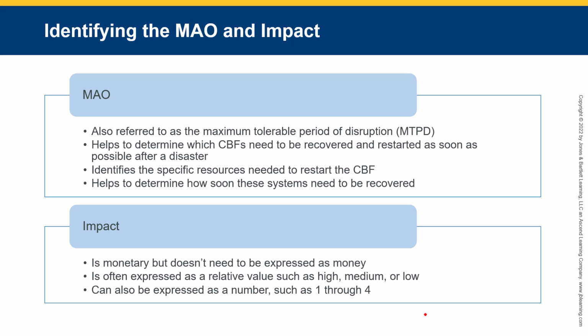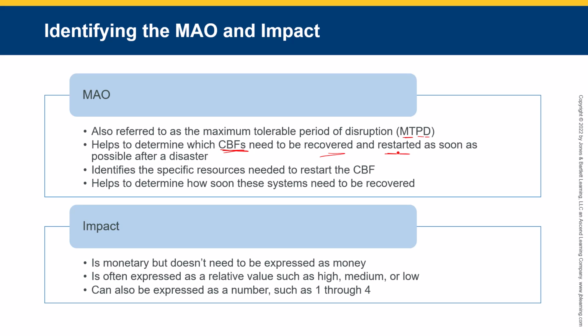So identifying the MAU and the impact. Again, also refer to the maximum tolerable period of disruption, the MTPD. Again, we have lots of acronyms, sadly, and we're going to get into more acronyms. This aids in determining which function needs to be recovered and restarted sooner than later. So again, this is more about the prioritization.